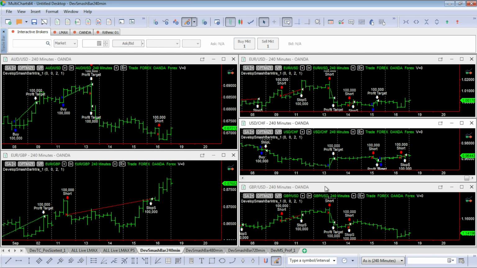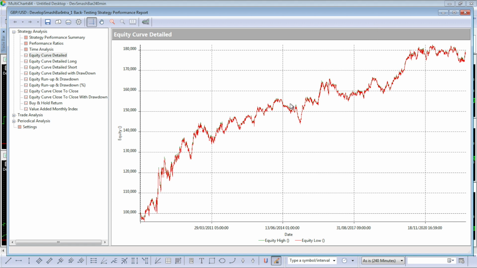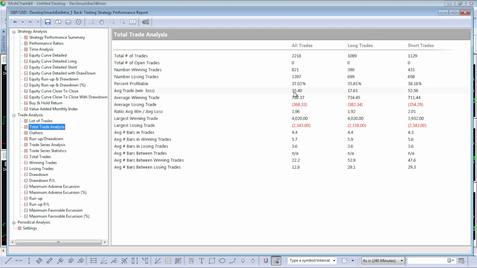And then lastly, for the 4-hour, pound dollar. Nice smooth equity curve, but I suspect a smaller average trade. Better than the others, but still a little bit small by the time we've paid trading costs. It will probably be a money-losing strategy. So we do need to make some improvements before trading this.